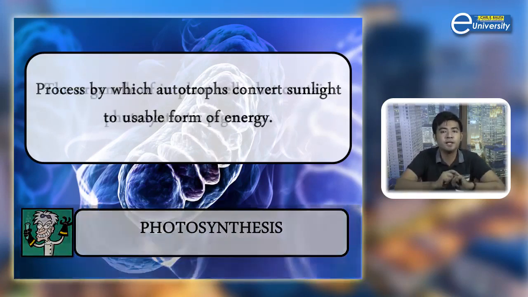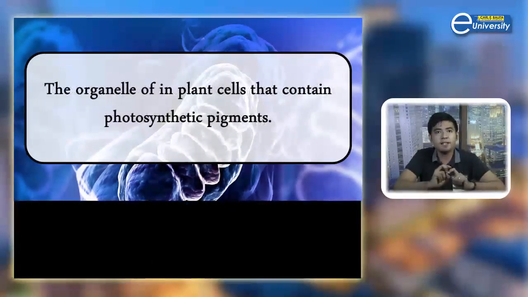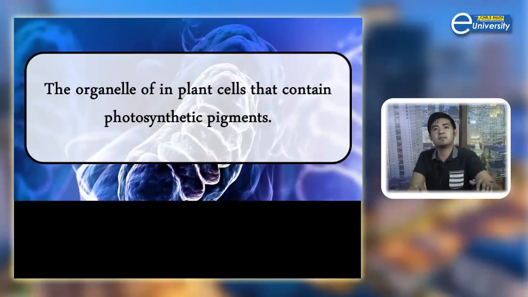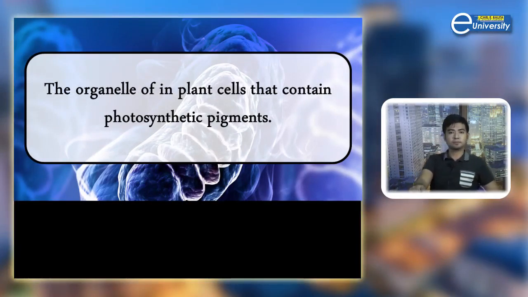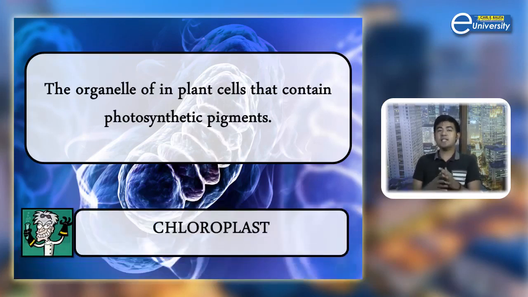How about this one? It is the organelle of plants that contains photosynthetic pigment. The organelle of the plants that contains photosynthetic pigment. What is your answer? Okay, correct. That organelle is called the chloroplast, which contains the chlorophyll inside the thylakoid and is composed of different parts, the grana, the stroma, and a double layer membrane.